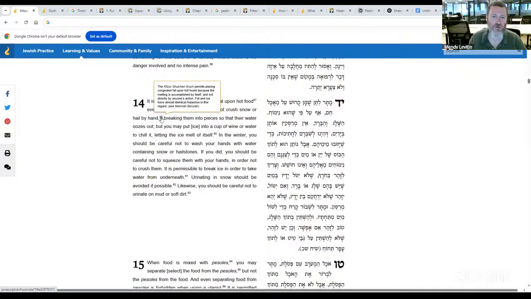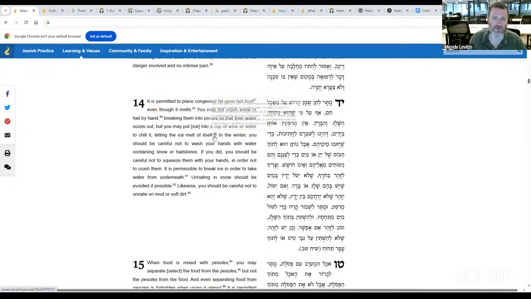The Kitzur Shulchan Aruch permits placing congealed fat upon hot foods because the melting is accomplished by itself and not directly by anyone's action. Fat and ice have almost identical halachas in this regard. So he's saying that by hand, you're not allowed to do it, but for the ice to melt on its own, when you're putting the congealed fat on, you're not looking to melt it, you're just putting it on. Here, you're crushing with your hand, so it's a problem.